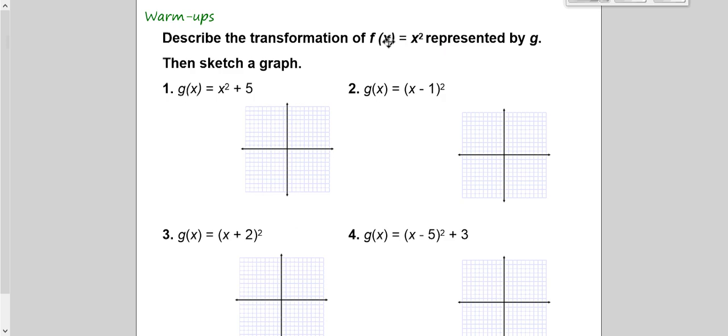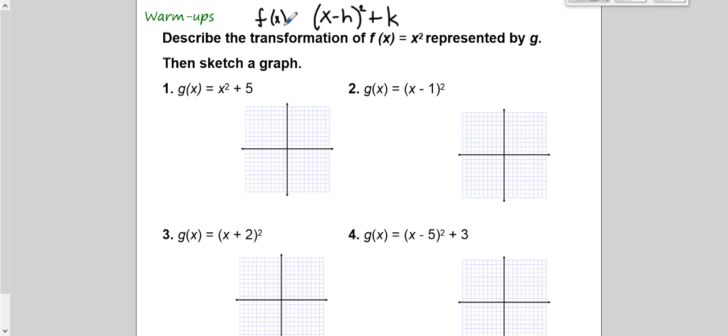For transformations, describe the transformation of f of x equals x squared represented by g, then sketch a graph. This time we are adding and subtracting. Adding and subtracting are translations. Those are when they slide left or right, or up or down. So if we think about that (x minus h) quantity squared plus k, we learned transformations.